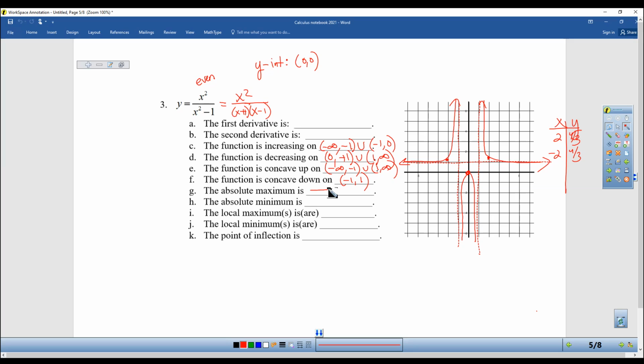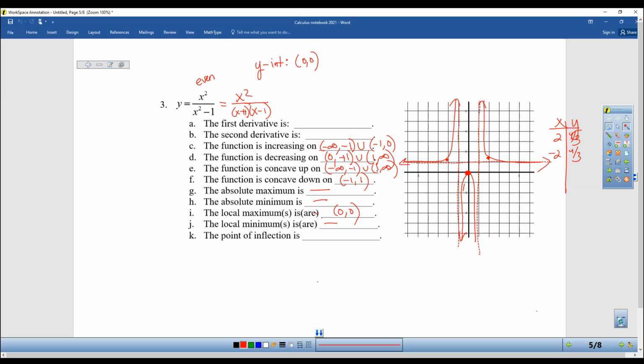Absolute max, there's none. Absolute minimum, none. Local maximum, there is one, (0, 0). Local minimum, there's none. So this graph is going to go down, and this point is not a minimum. Like I said, I don't know why people say it, but it happens all the time. The graph keeps going down until it reaches that asymptote, and then it kind of follows the asymptote, but there's no local minimum.